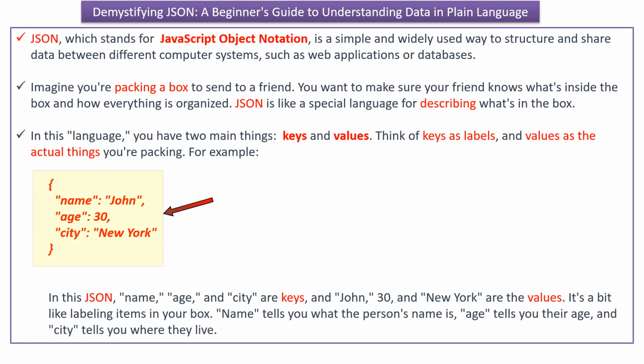And here you can see an example of JSON which describes a person's details. Name is John, age is 30, city is New York. In this, name, age and city are keys. John, 30 and New York are values.